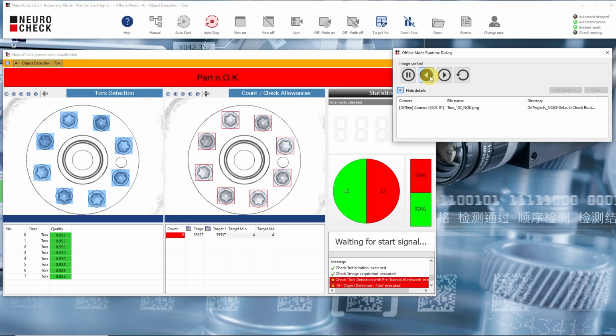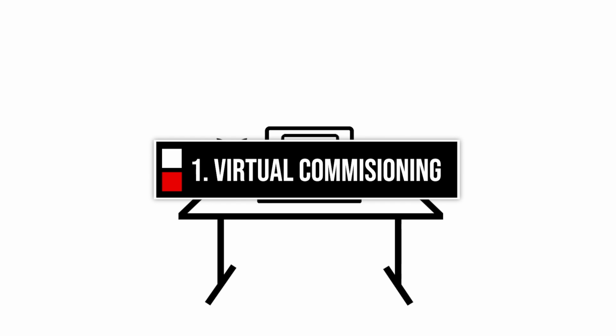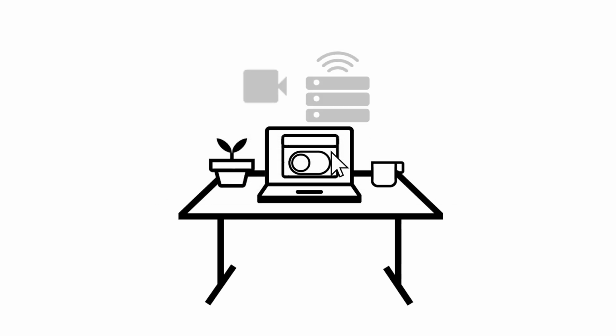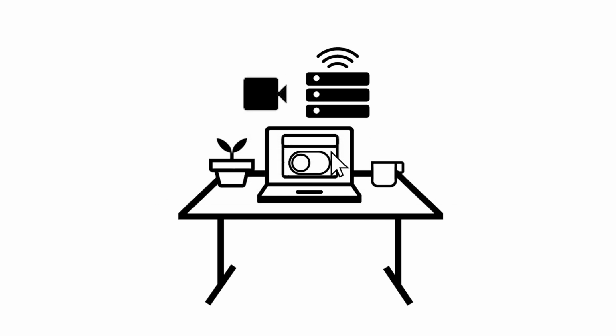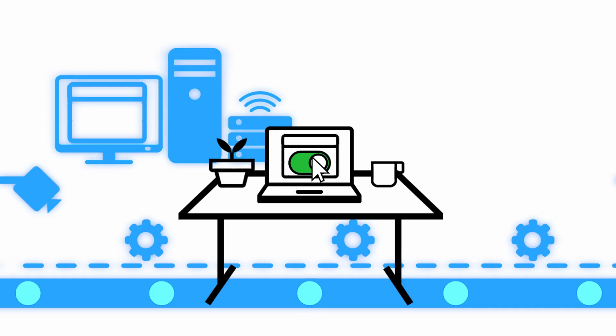Alright, let's start with the offline mode use cases. First case. During application development, the hardware environment such as cameras, I/O devices, and other peripherals is not present. For virtual commissioning, all hardware interfaces need to be emulated.